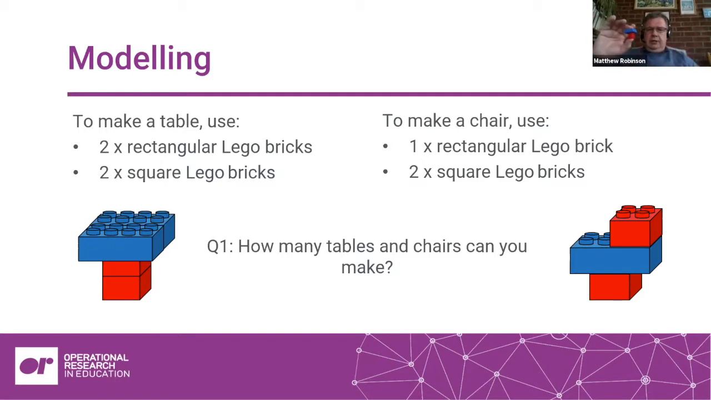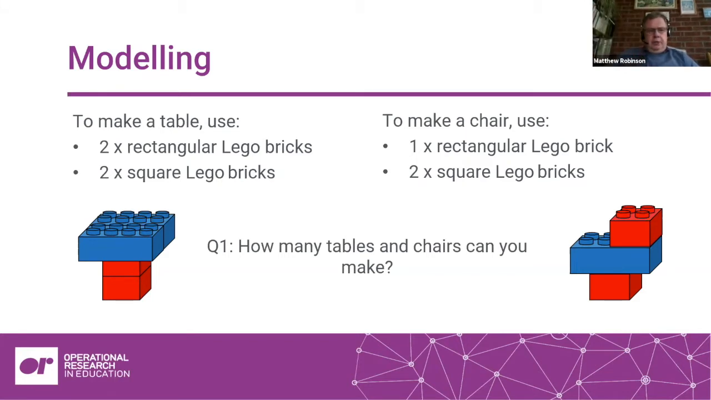So that's a table. To build a chair, slightly differently, they're going to have 2 square Lego bricks. So that's 2 of the red ones and 1 rectangular one. So again, they will look like that. So reminder, that is the table and that is the chair.